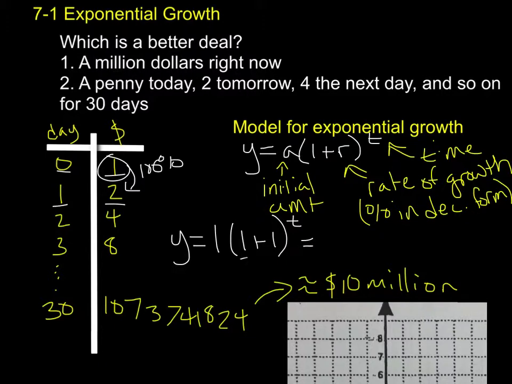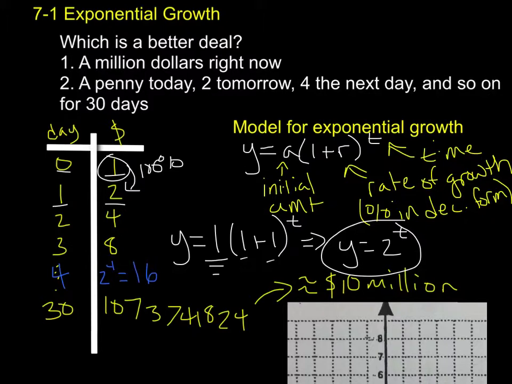Now, since 1 plus 1 is 2, this is really Y equals 2 to the T. And keep in mind that multiplying that 2 by 1 doesn't do anything. So, 1 times anything is itself. So Y equals 2 to the T. And we can see that this works because let's say I was looking for day 4. I could use my model and say 2 to the 4th, which is 16. And that seems right because 2 times 2 is 4, times 2 is 8, times 2 is 16. The model seems to work. Now, once we have our model, we can do whatever we want with it.